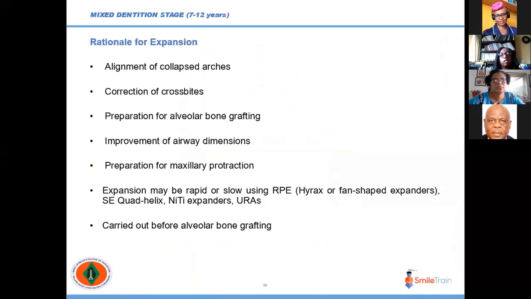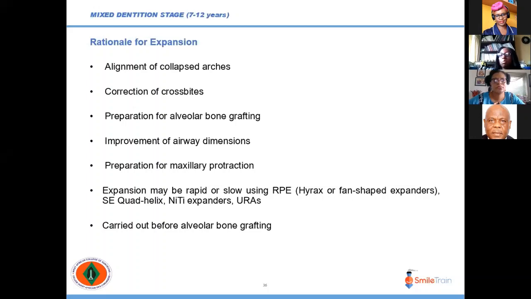One of the key procedures that we carry out in the mixed dentition stage is expansion of the arches. So why are we expanding? It's basically to align the collapsed arches. It also helps to correct posterior cross bites, which are frequently seen in patients, especially when they have clefts of the palate. You are preparing the patient by creating space for alveolar bone grafting. It improves airway dimensions, and it also prepares the patients that require maxillary protraction for this procedure.